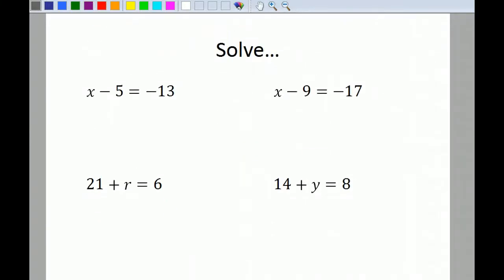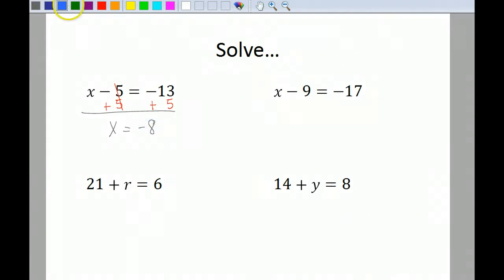Now let's look at a few to work. The first one, I've got x minus 5 is equal to negative 13. Well, my goal is to get x by itself. I've got minus 5. What's the opposite of that? Plus 5. So I'm going to add 5 to both sides. So now I have x is equal to, what's negative 13 combined with a positive 5? Signs are different. Small number from the big number, keep the sign of the big. So I have negative 8.